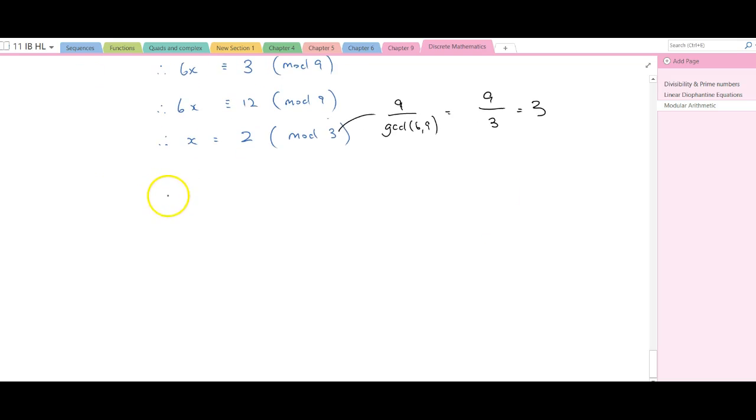This is too much fun. 11x is congruent to 5 in mod 8. If you think you're good at this, pause now. Pause and come back.